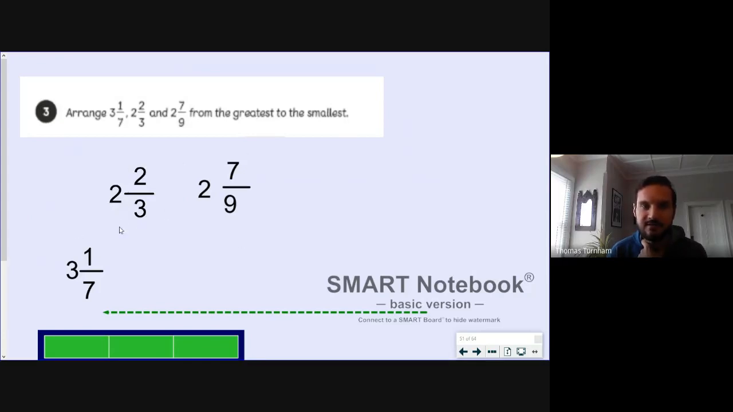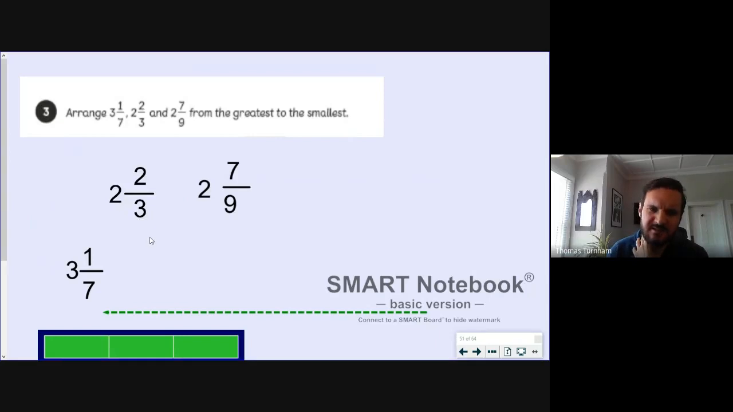Is 2/3 greater than 7/9? Well, 2/3 is almost a whole, but 7/9 is also almost a whole. What do I know about thirds and ninths? I know that 9's in the 3 times table. How does that help me? I know that 3 times 3 is 9. So if I times this 3 by 3, I'd get 9. But how does that help me?